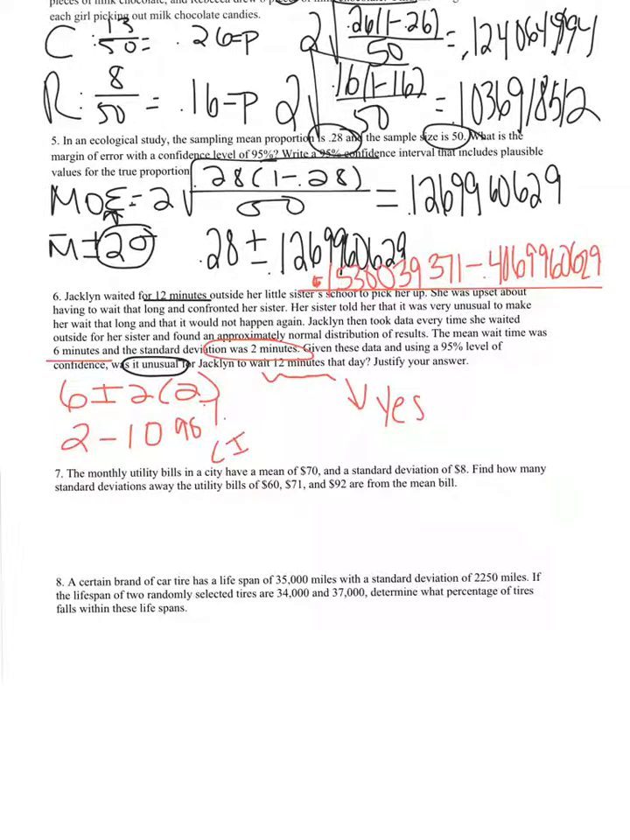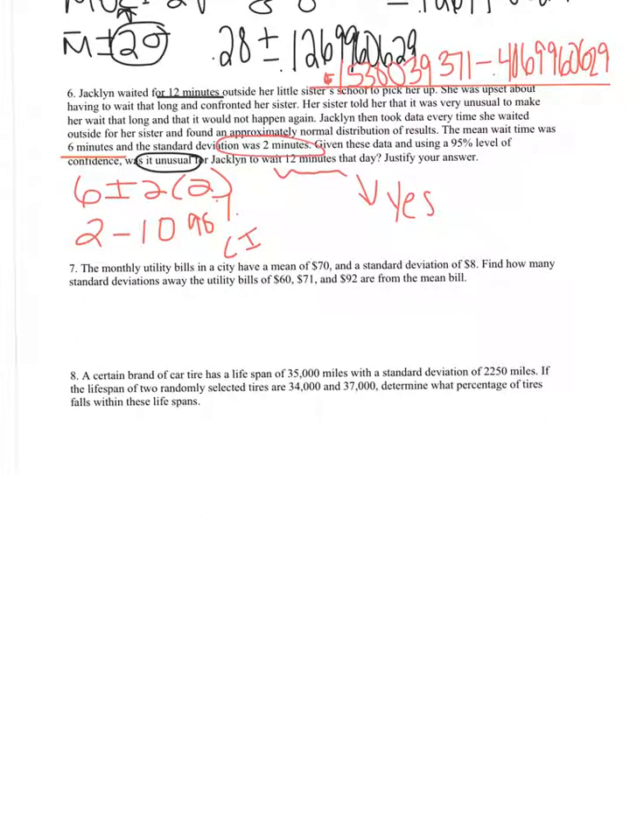For number 7, the monthly utility bills in a city have a mean of 70 and standard deviation of 8. Find how many standard deviations away the utility bills of 60, 71, and 92 are. So how many standard deviations away? This is talking about the z-scores. So the z-score, if you remember, is the value minus the mean divided by the standard deviation. So for 60, you would do 60 minus the mean of 70, divided by the standard deviation of 8. This ends up giving me, for 60, negative 1.25.